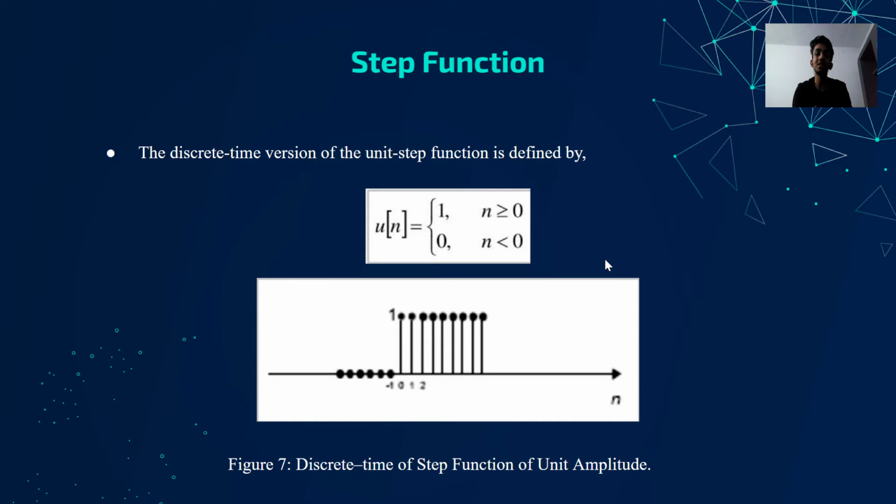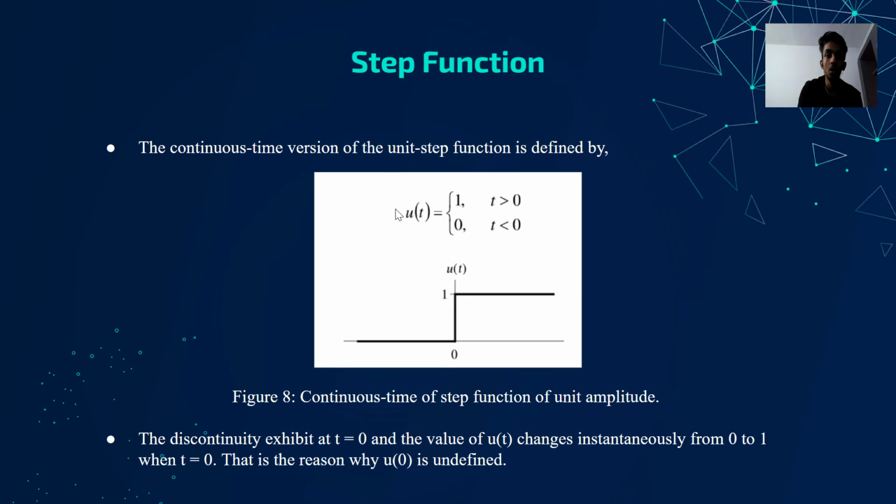Now let's move on to the step function. The discrete time version of the unit step function is defined as u of n, where n is greater than or equal to 0 it will have a value of 1, and when n is less than 0, it will have value 0. So its figure looks something like this. This is of unit amplitude, hence 1. So this is the discrete time step function of unit amplitude. If we talk about the continuous time version of the unit step function, then u of t is equal to 1 when t is greater than 0.